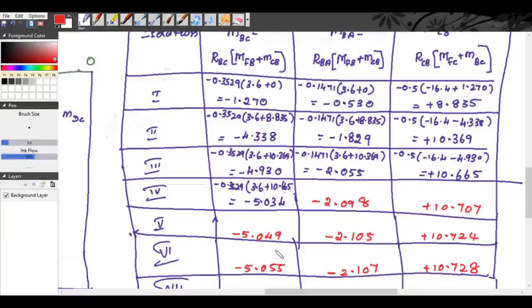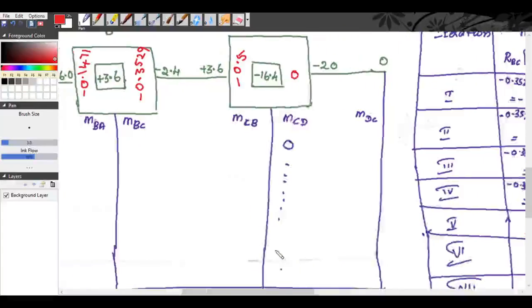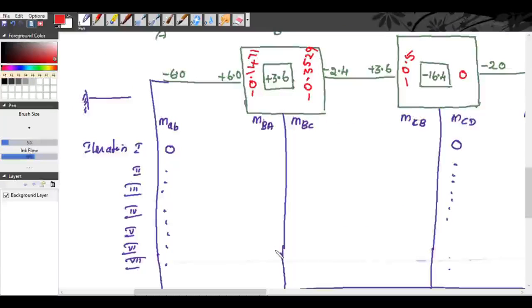Okay, now we will write all these values in our cycle. So, writing all these values in the cycle, we get the values for MBA are minus 0.530, minus 1.829, minus 2.055, minus 2.098, minus 2.105, minus 2.107 and minus 2.108.